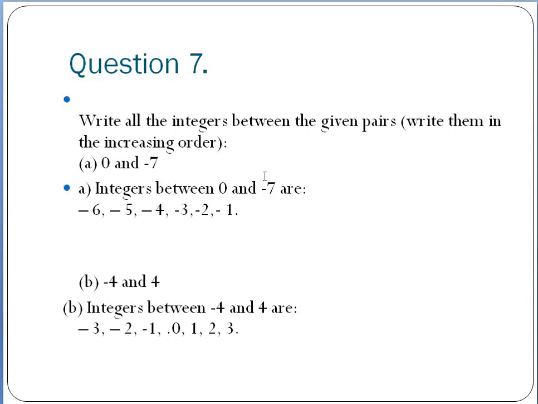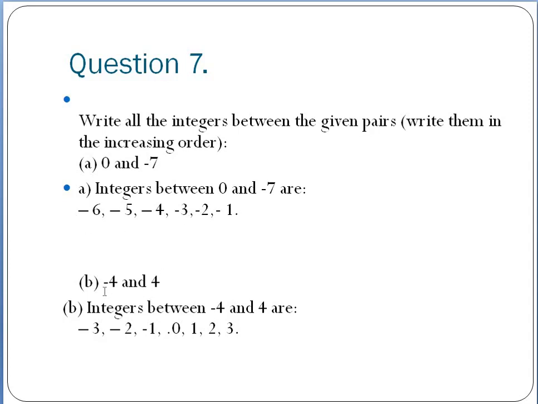Write the integers between the given pair. 7th question. Write them in increasing order. 0 and minus 7, you have to write all the integers between them, but in increasing order. You start with the lesser one; minus 7 is smaller than 0. So greater than minus 7 is minus 6, and then greater is minus 5. So you go in increasing order up to minus 1. After that 0 will come. So don't write minus 7 and 0 in between.